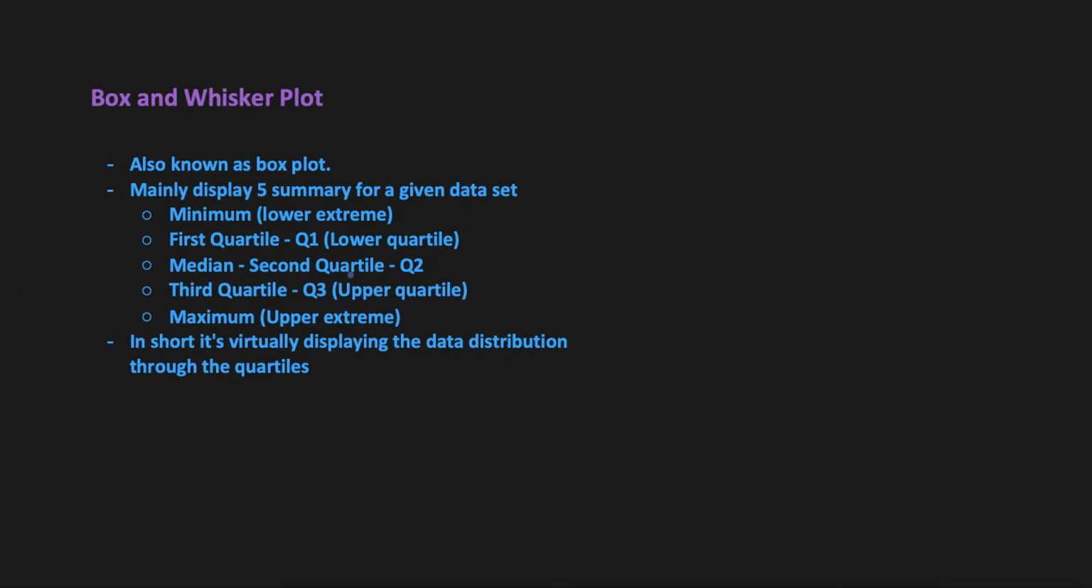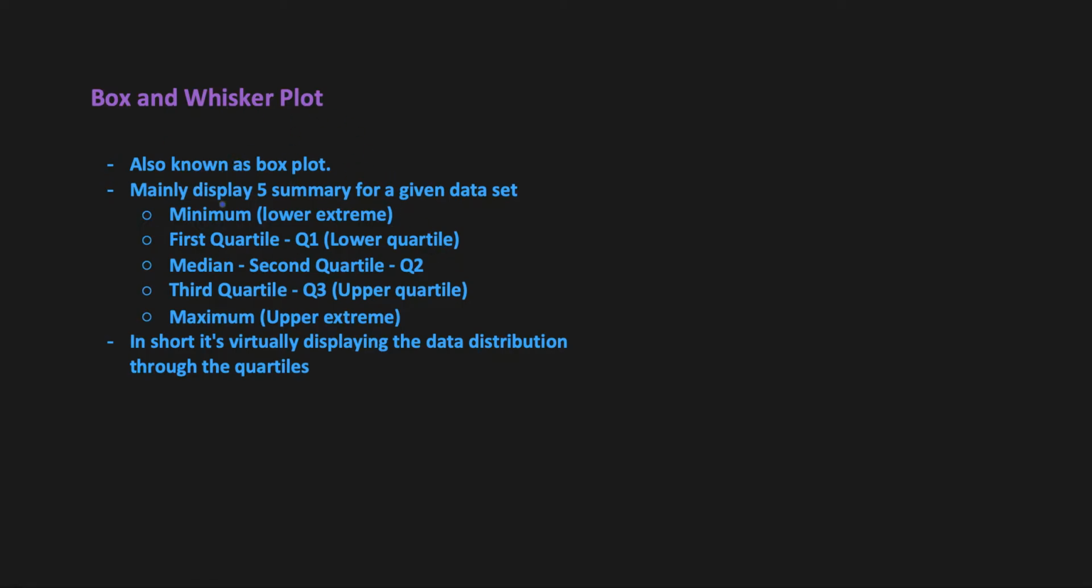Anyway, in this video, before I jump into how to plot a box and whisker, let's look at some of the main highlights of this plot, and then we'll look at a couple of examples, and at the end I will also talk about how we can use box and whisker to identify outliers.